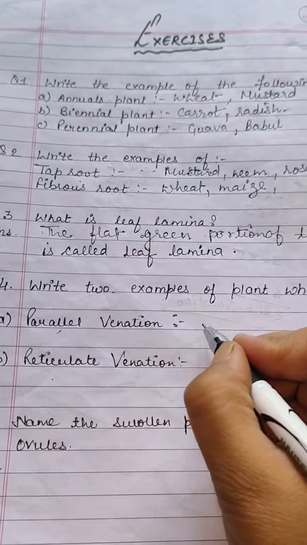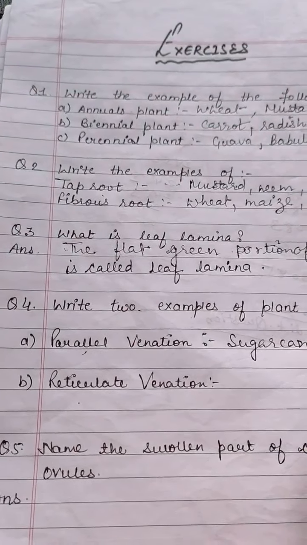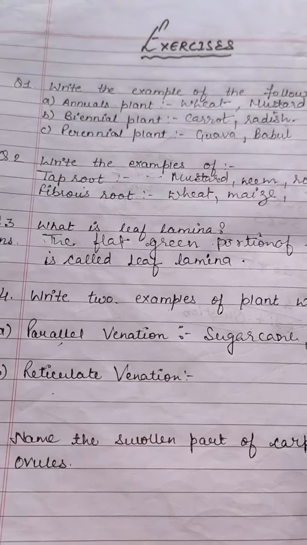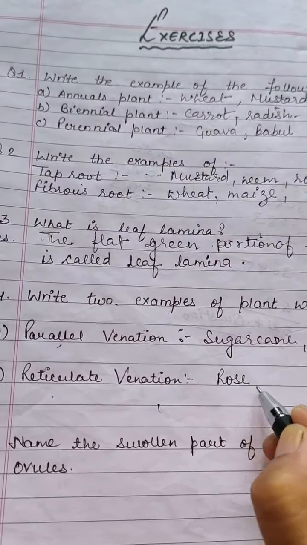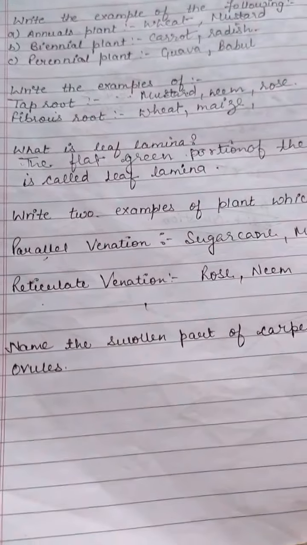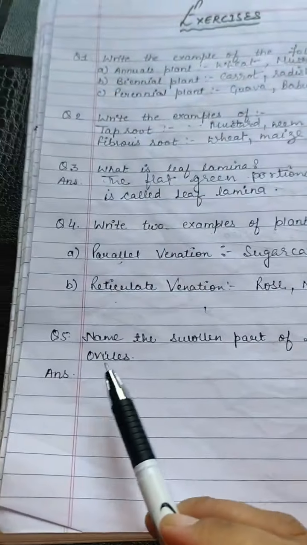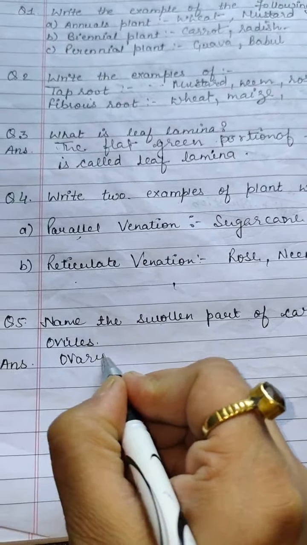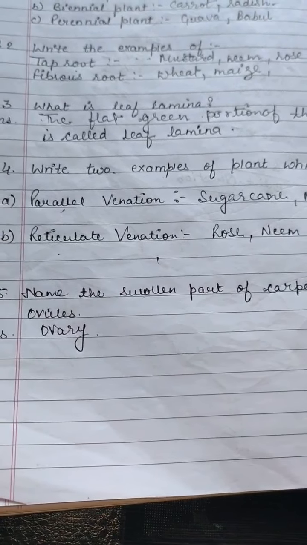Next is write 2 examples of the plants which show parallel venation and reticulate venation. Parallel venation is shown in sugarcane, maize, etc. And reticulate venation is shown in rose, neem, apple, orange, mango, etc. Next question is name the swollen part of carpel that contains ovule. The swollen part of carpel is known as ovary, and ovary contains ovule. So I hope you have understood this topic very well. Thank you and see you in the next video.